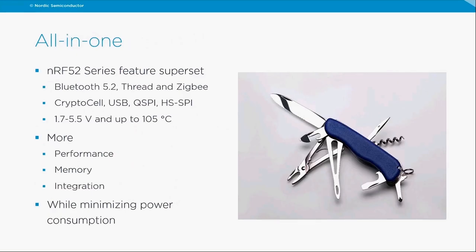It's an all-in-one SoC, so it takes the most prominent features from the nRF52 series and puts them into one package. Supports Bluetooth 5.2, Thread, Zigbee. It has CryptoCell, it has USB, it has Quad SPI, high-speed SPI, and it has the extended supply voltage and also can operate up to 105 degrees Celsius. But it also adds more performance, more memory, high level of integration while minimizing power consumption.